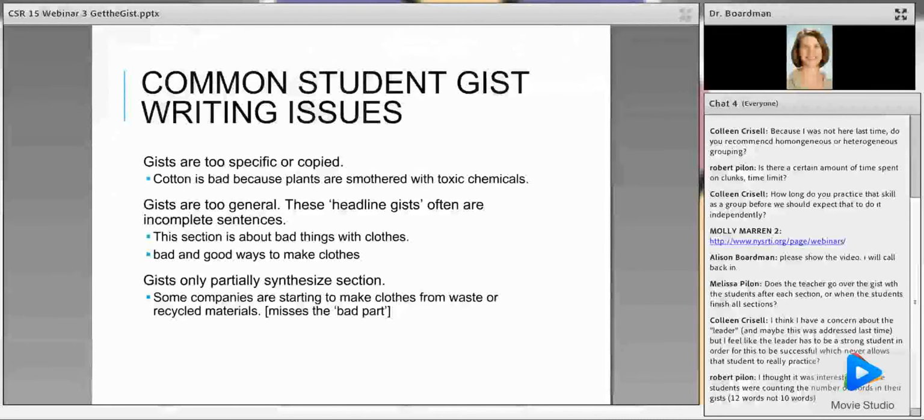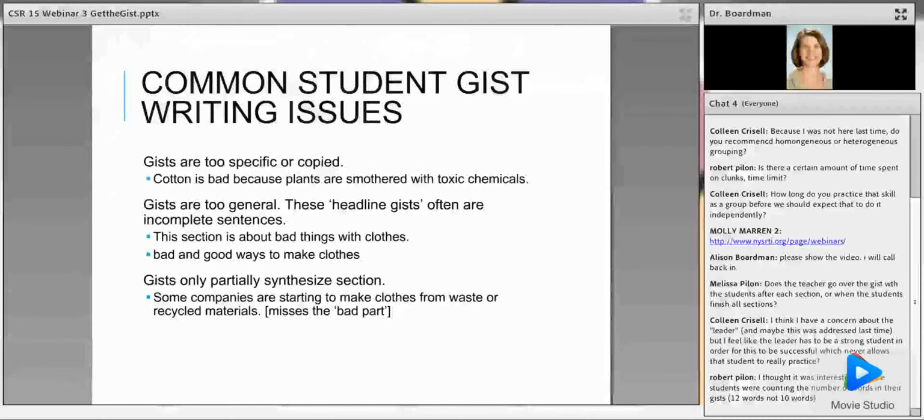Well, what are the bad things with clothes? And is there anything else it's telling us about clothes? Those would be questions we might ask students to think through as they are revising their GISTs. The second one, bad and good ways to make clothes, is another example. That is what that section is about, but a little bit more specificity is needed to really capture the main idea. What is it that's good and bad about how you make clothes?